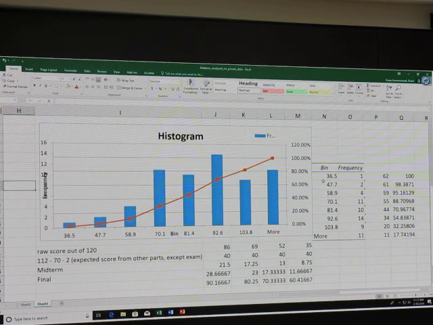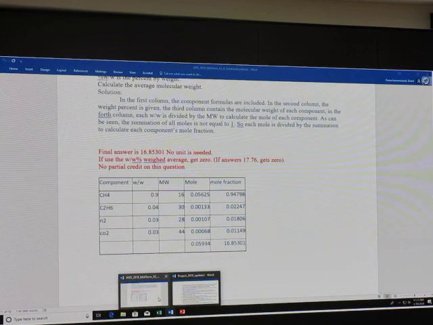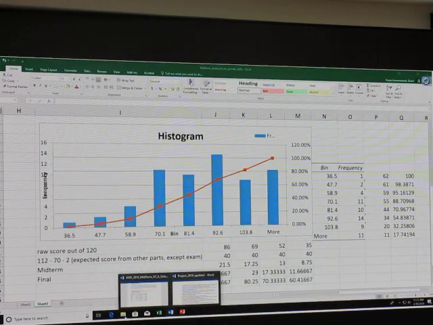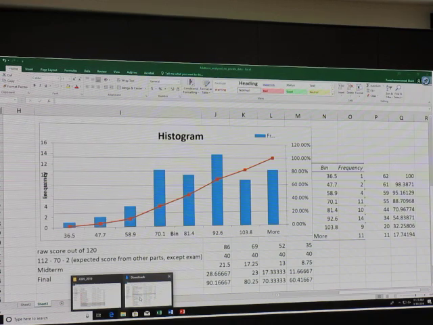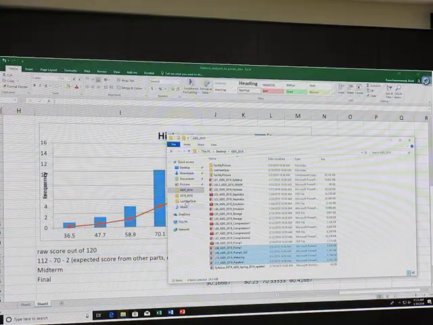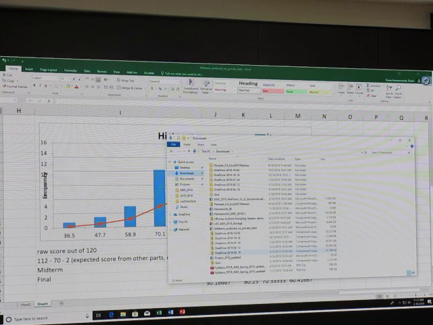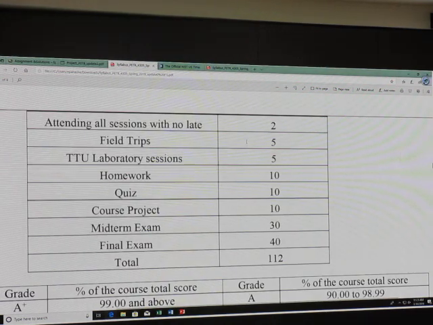Okay? So, what we actually do for the exam. Let's review the syllabus a little bit so that when you get the actual score, you don't panic. The syllabus. Oh, we have it over here already. The total is 112. Midterm exam points are 30. Final exam points are 40. That's on the syllabus.